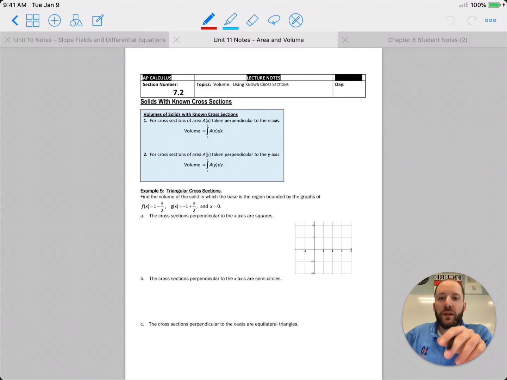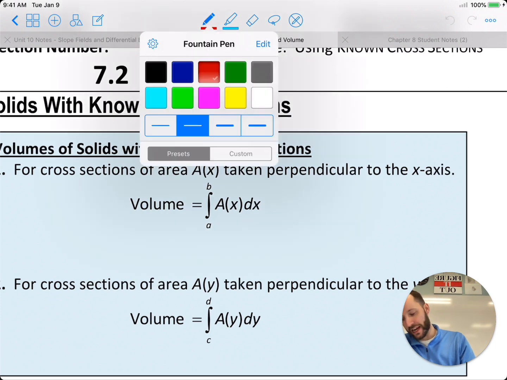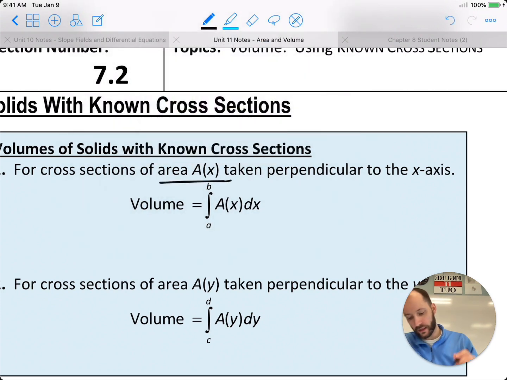Today's section, volume again, but now using known cross sections. This corresponds to section 7.2 in the textbook. The known cross sections will be flush up against the base of our solid and perpendicular to either the x or the y axis. So cross sections with an area. So not a radius anymore, but an area formula.